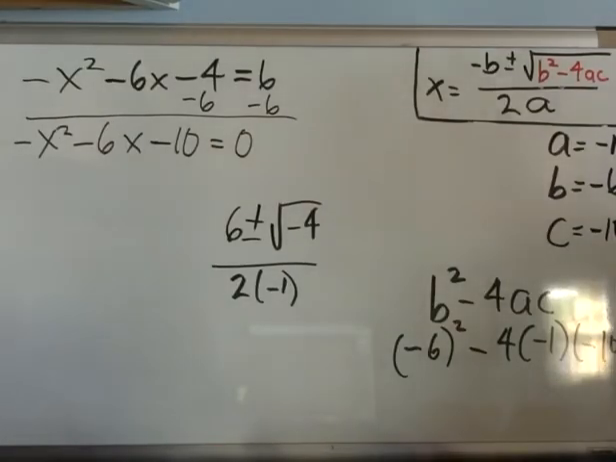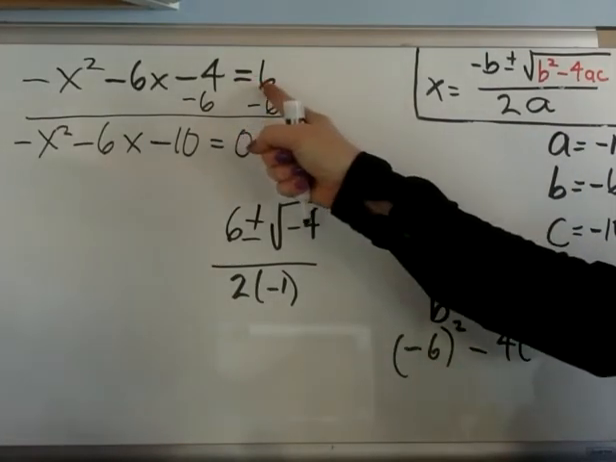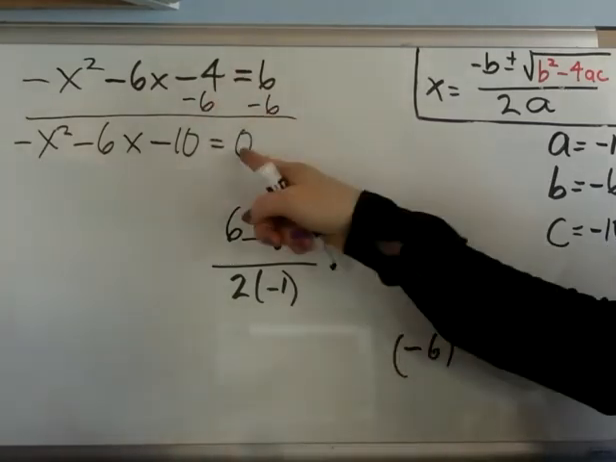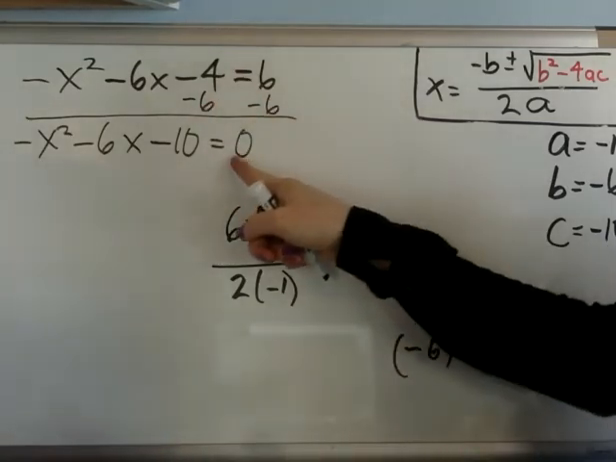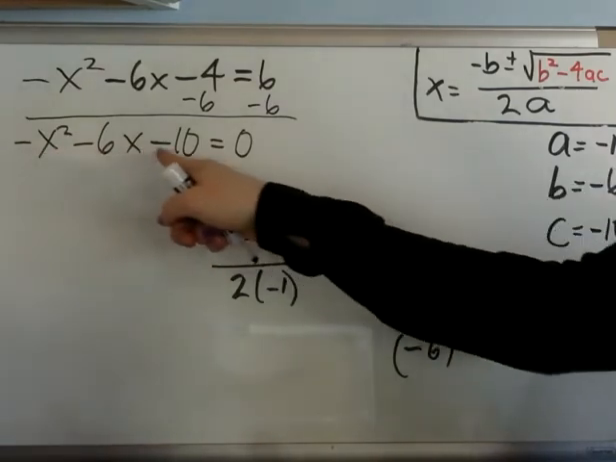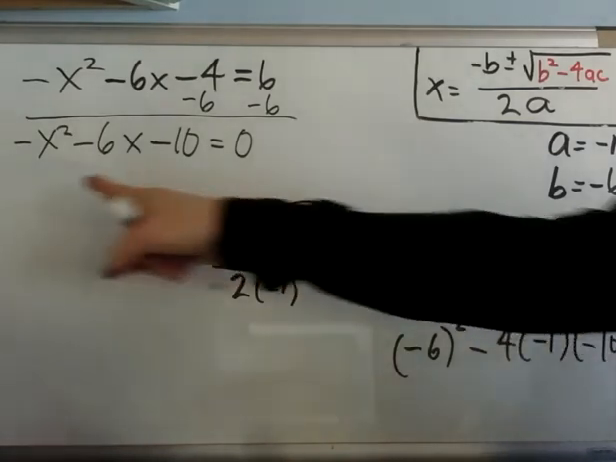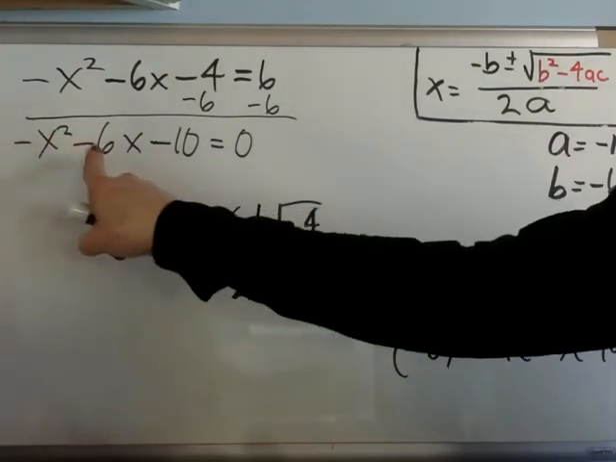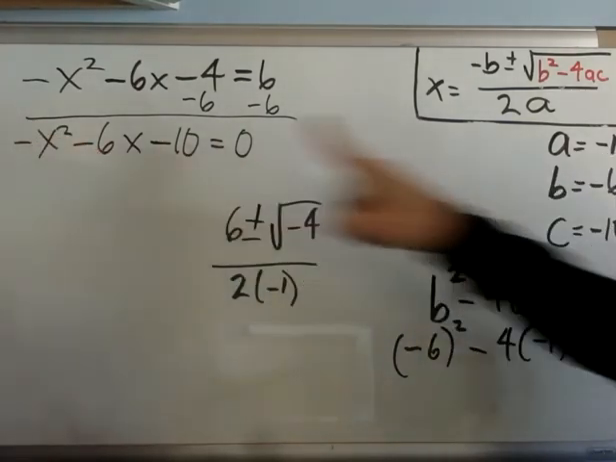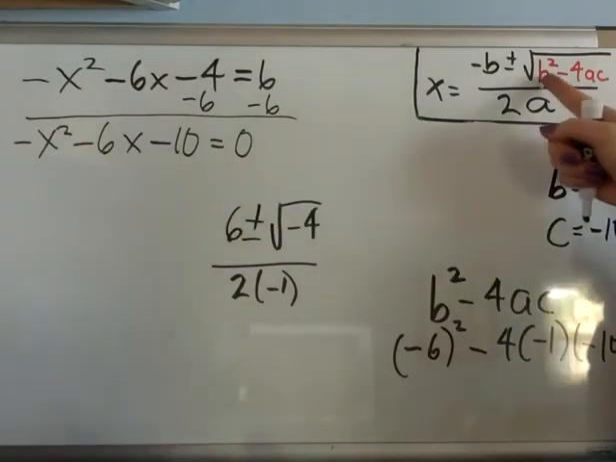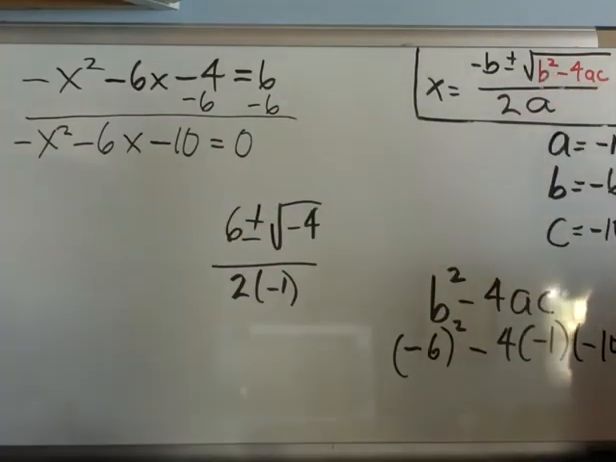Okay, let's take a look at example 4. It wasn't set equal to 0, so I first had to subtract 6 from each side to get one side equal to 0. And I end up with negative x squared minus 6x minus 10 equals 0. My values of a are going to be negative 1, b is negative 6, and c is negative 10, my constant term. Step 3, find the discriminant, b squared minus 4ac.